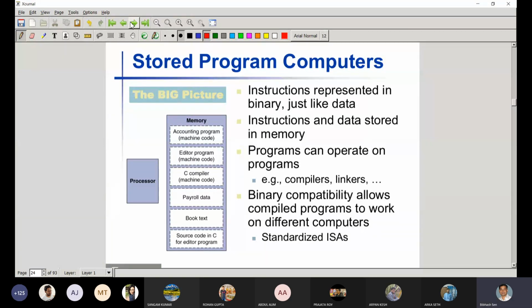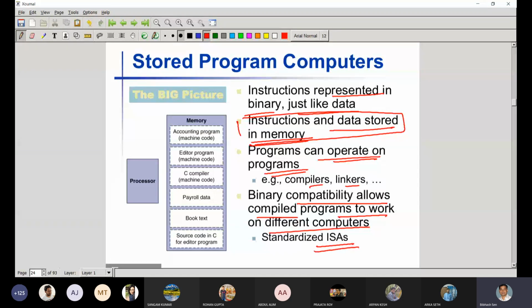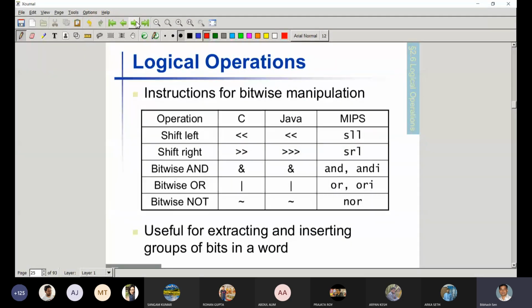One more thing: the stored program concept I mentioned here. That is the picture. Normally instructions are represented in binary just like data. Instructions and data are stored in memory. That is a very important point. Programs can operate on programs, for example compilers and linkers, and binary compatibility allows compiled programs to work on different computers. That is the purpose of the instruction set architecture.